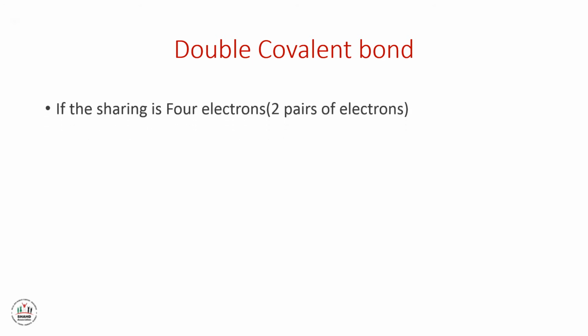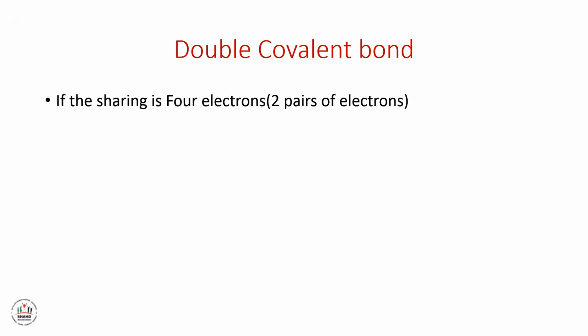Let's take the second case when we have double covalent bond. In this type of bond, we have sharing of 4 electrons, or 2 pairs of electrons. So each atom provides 2 electrons, like in the example of O2.